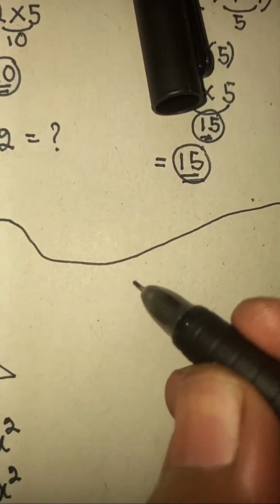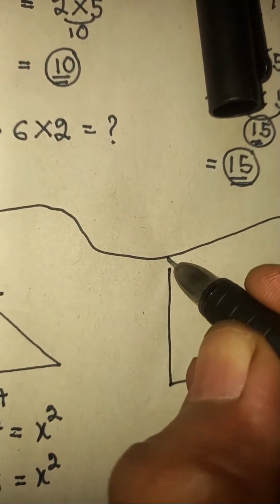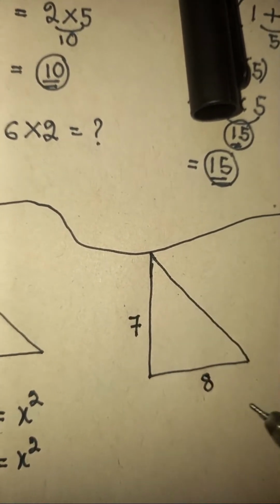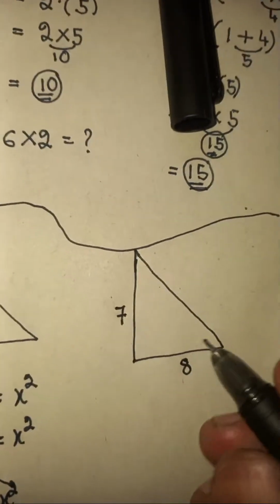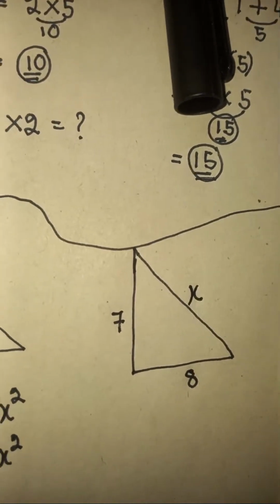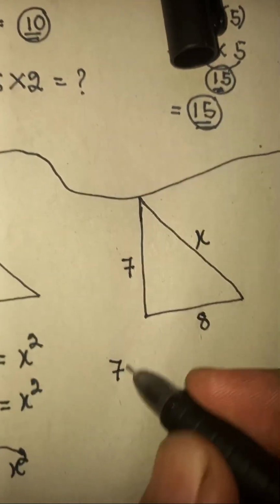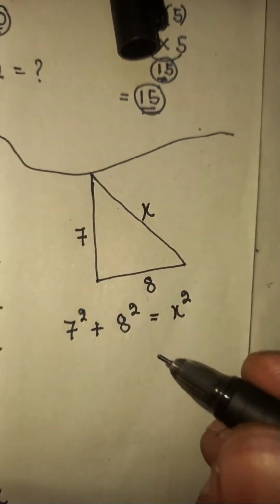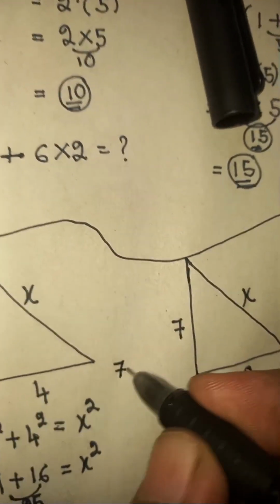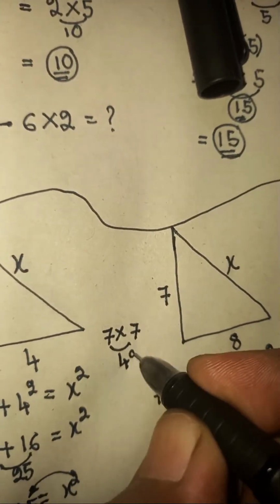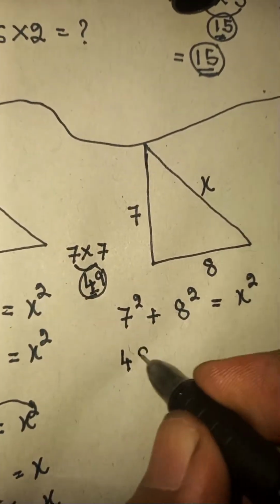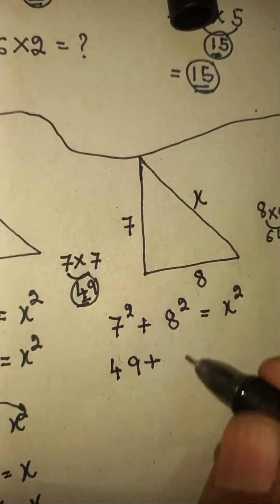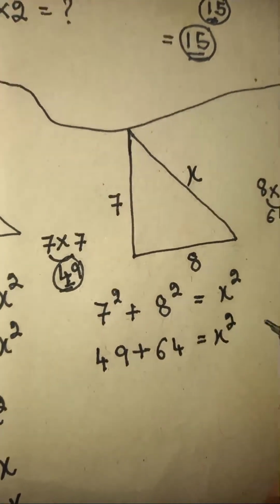Let's take one more problem. In this problem, they are giving this side length as 7 units and this side length as 8 units. Now you need to find out what the hypotenuse is. Let's take it as x. So you're going to get 7 square plus 8 square equals x square. The 7 square here means 7 times 7, which becomes 49. So this is 49 plus 8 square means 8 times 8, which becomes 64, which equals x square.